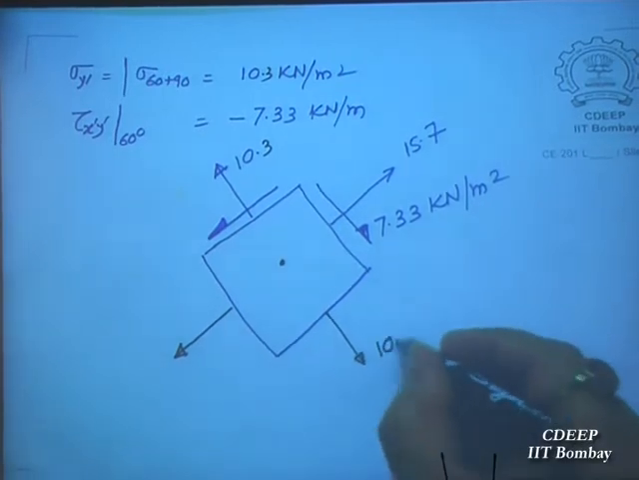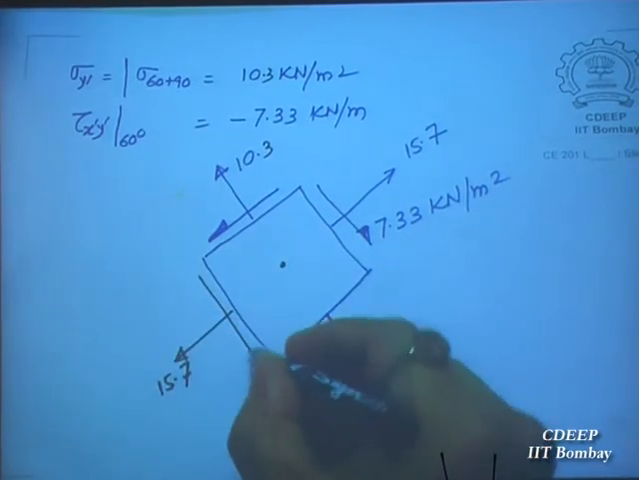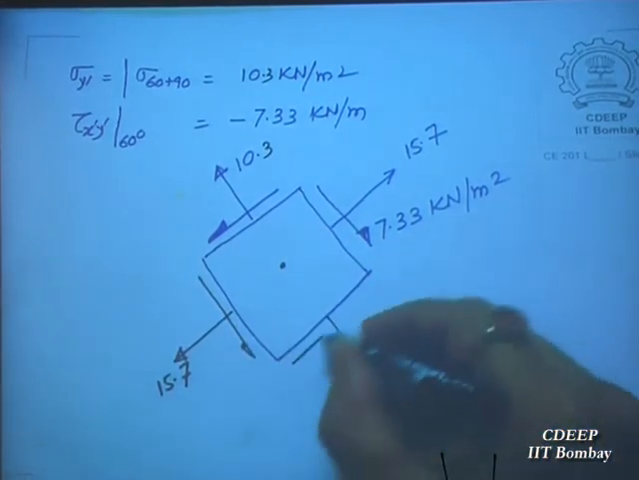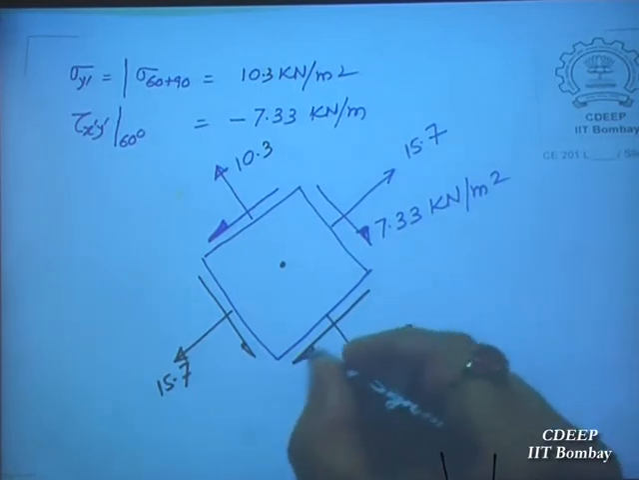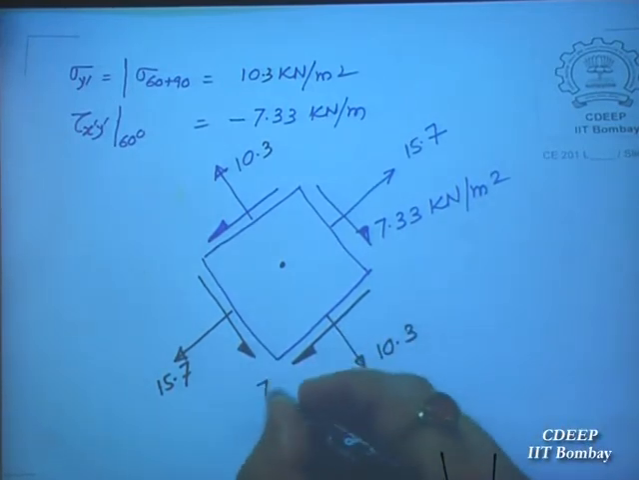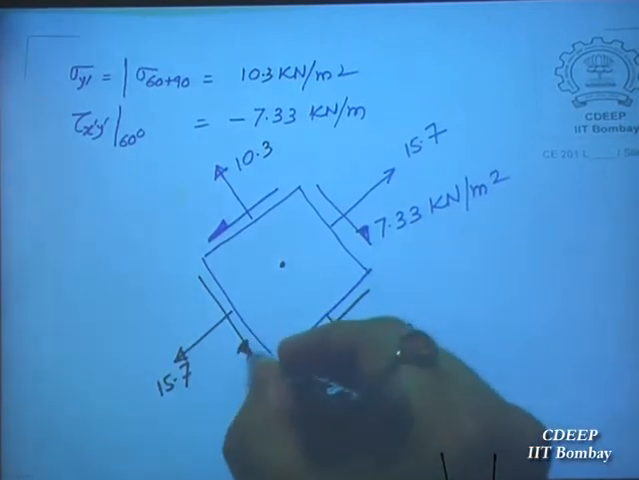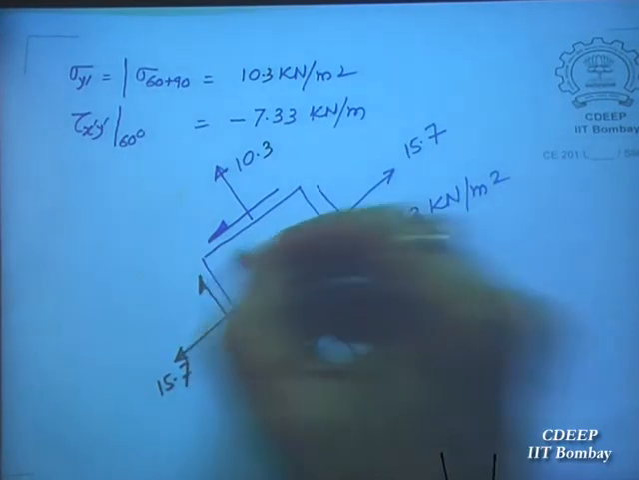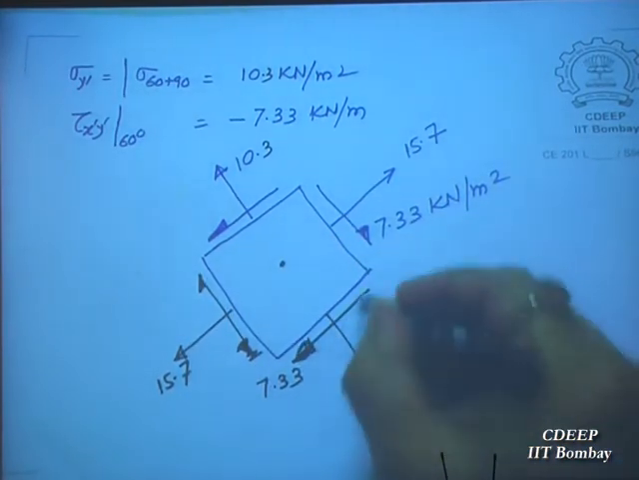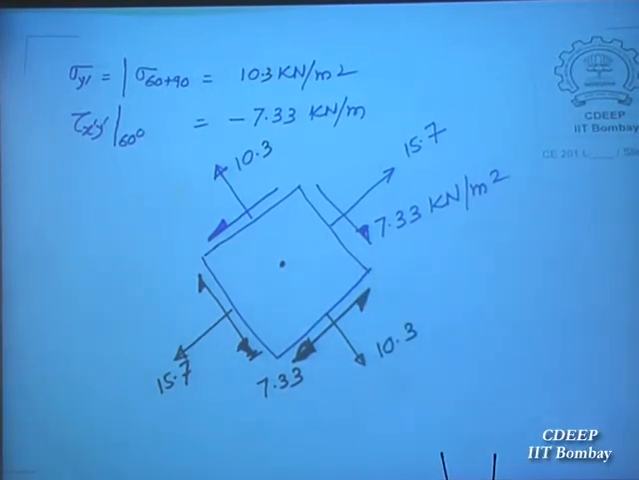This is 10.3. This is 15.7. This is this much. Signs don't come at random. Signs have to be properly shown. And this is 7 point. No, I made a mistake, the sign got messed up. Okay. So this is how it is done.